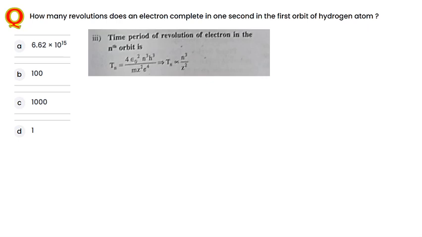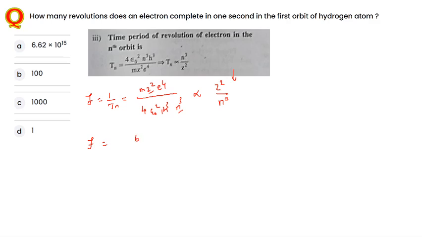I just mentioned here that the frequency f is equal to 1 by T of n. That is m Z square e power 4, and the whole divided by 4 epsilon naught square, h cube and n cube. From this, the frequency is proportional to Z squared divided by n cube. What varies here is only Z square and n cube, and the remaining terms are all combined together.